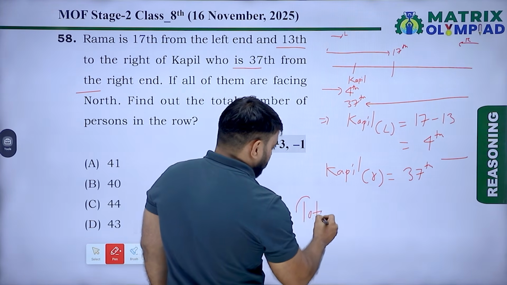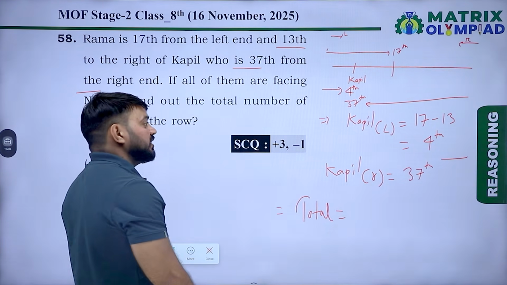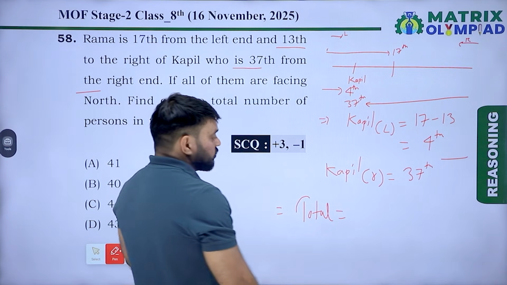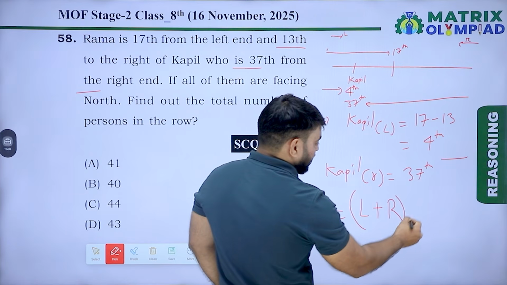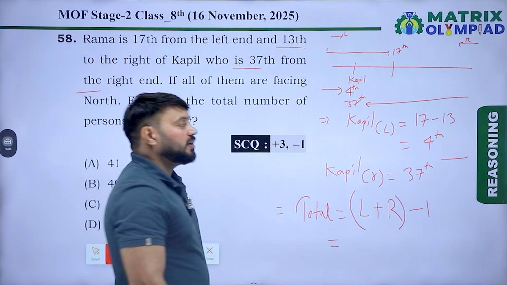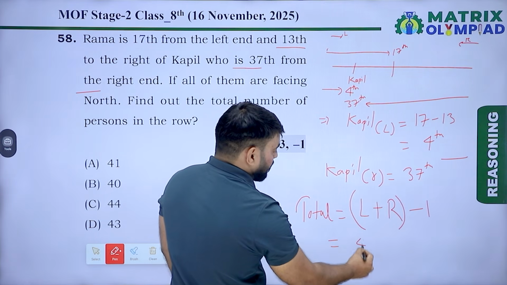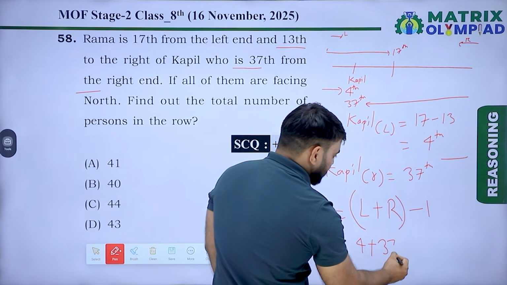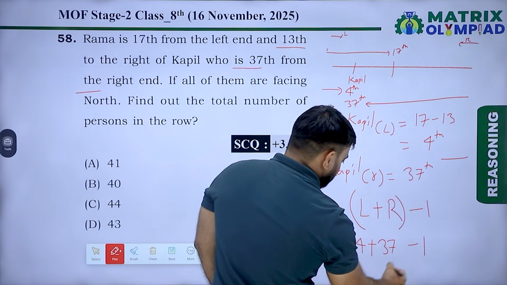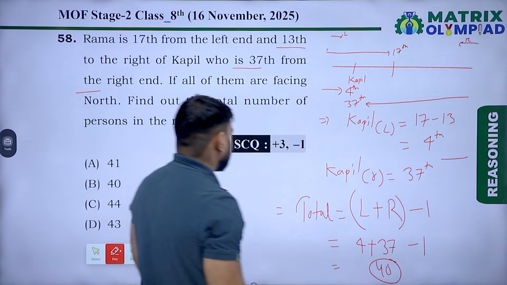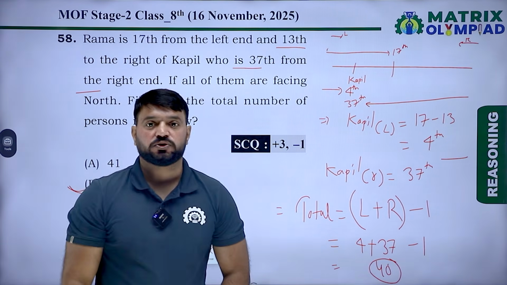Find the total number of persons. The left position of Kapil is 4 and the right position of Kapil is also given. So the left position plus the right position of the same person minus 1 gives the total number of persons in the row. So left position of Kapil is 4 plus right position of Kapil is 37 minus 1. So 4 plus 37 is 41, minus 1 is 40. So there are 40 persons in the row. So here option B is the correct answer of this question.